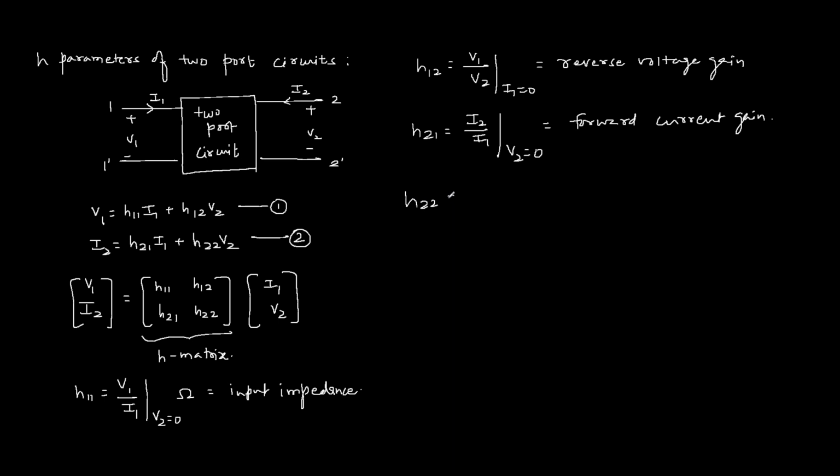And H22 is the ratio of I2 to V2 when I1 is 0. It is the ratio of current to voltage, so its unit is mho, and it is called output conductance, because it is the ratio of current of output port to the voltage of output port. That's why it is called output conductance.